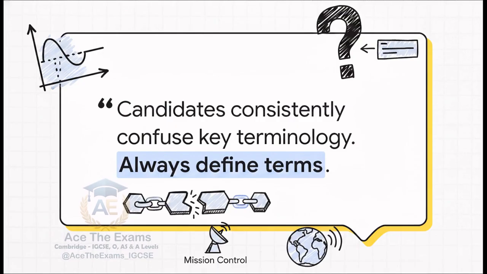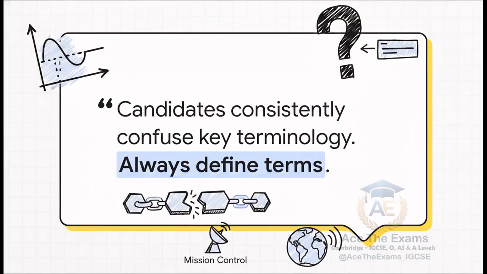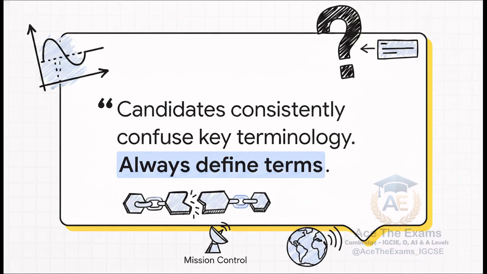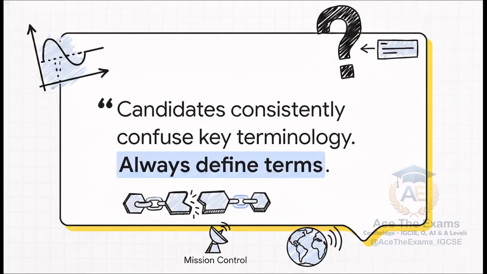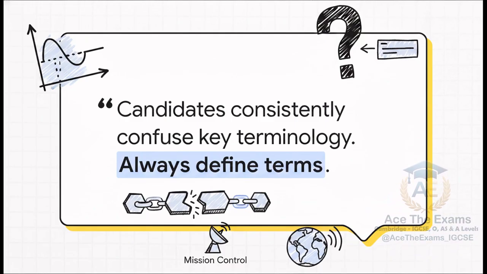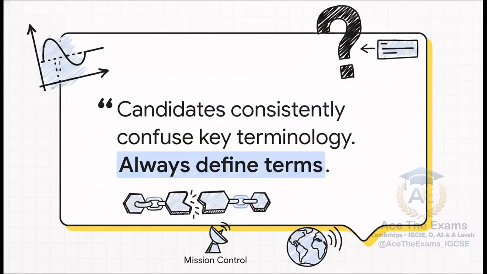I want you to treat this quote as an urgent, high-priority transmission straight from mission control. A principal examiner literally wrote, "Candidates consistently confuse key terminology. Always define terms before using them in extended responses." This is huge. Evaluation of evidence quality requires identifying limitations, the assumptions you've made, and alternative interpretations.